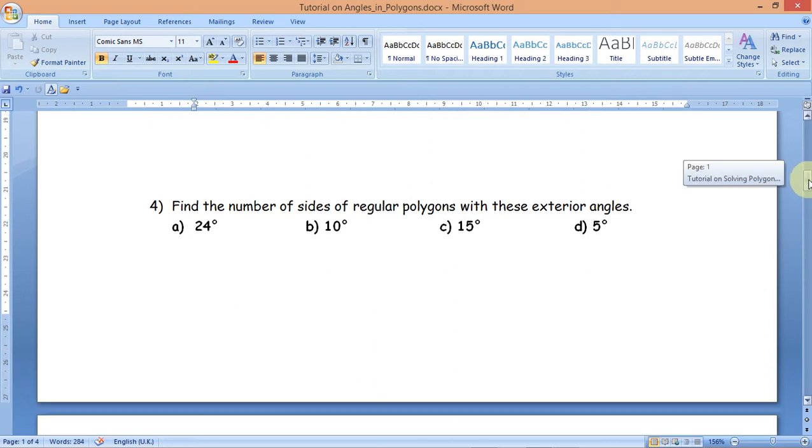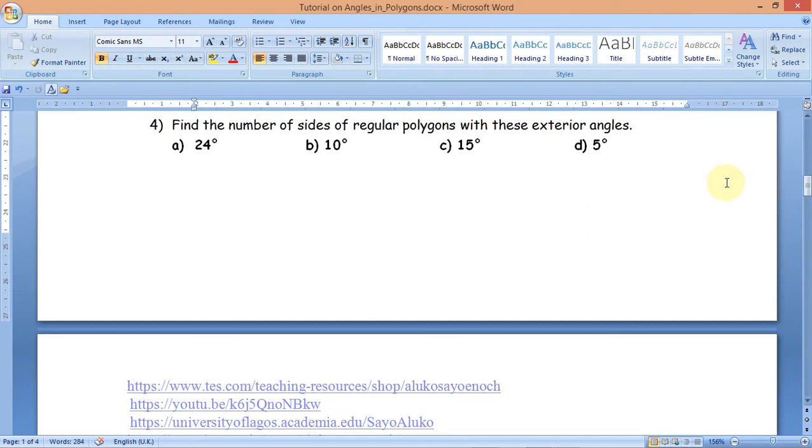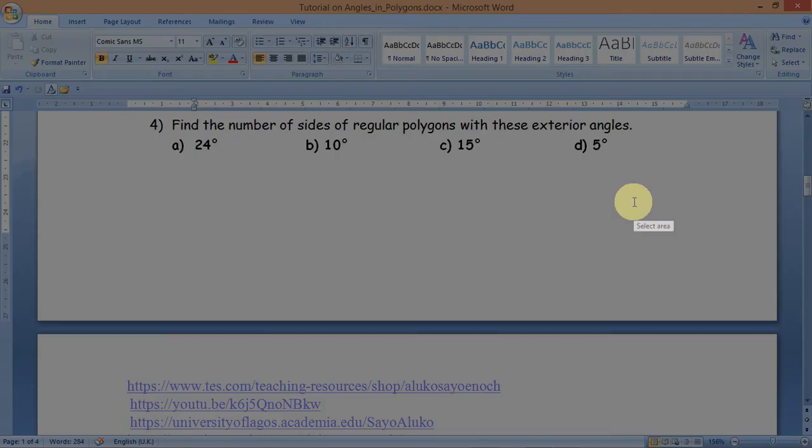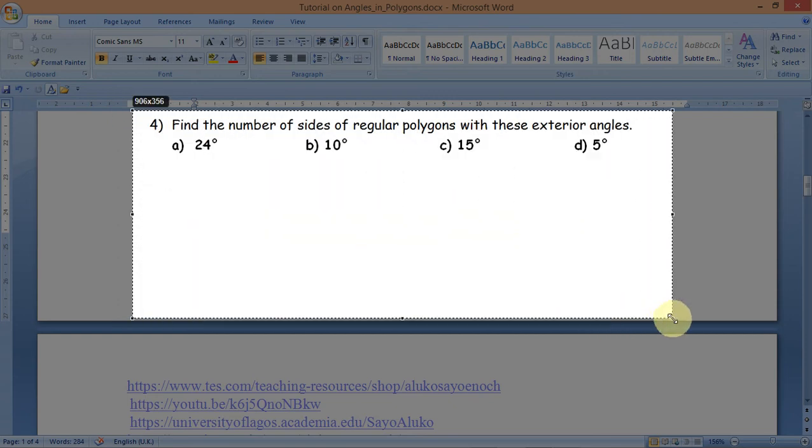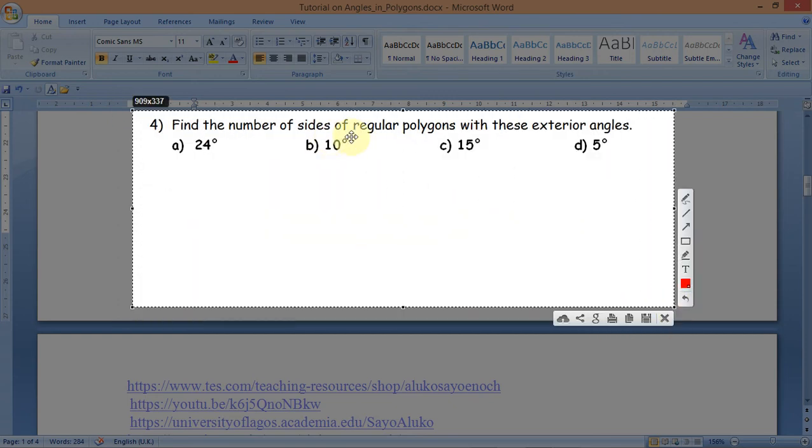Question 4. Find the number of sides of a regular polygon with these exterior angles. So this time around, we are given exterior angles. Generally, in any given polygon, the sum of the exterior angles is 360. Again, let me repeat that: for any given polygon, the sum of exterior angles is 360.